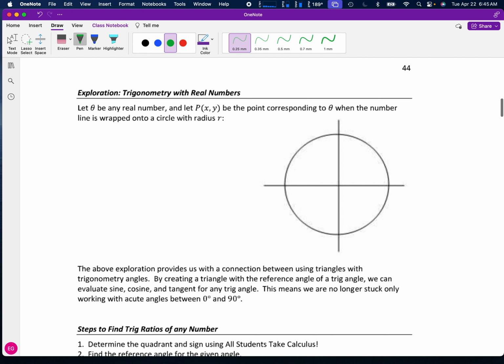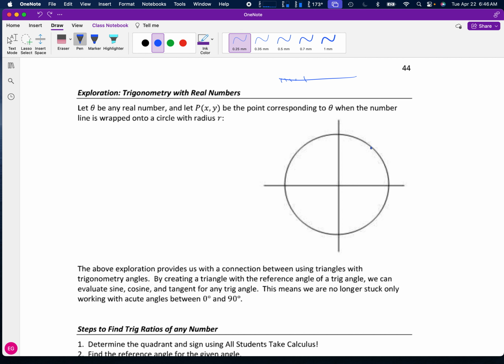So now we get into the real stuff, all the super fun stuff. So we have: let theta be any real number. So theta is no longer an angle, it's a number, a real number, which means it can be anything but not i's. And we're going to let P be some random point that corresponds to the theta value when a number line is wrapped around a circle. So basically we're taking a straight line, imagine you had a string, and we're wrapping it around in a circle. So we can basically line up the real number line, right? All the little tick marks on a number line, we can end up lining them up with a circle.